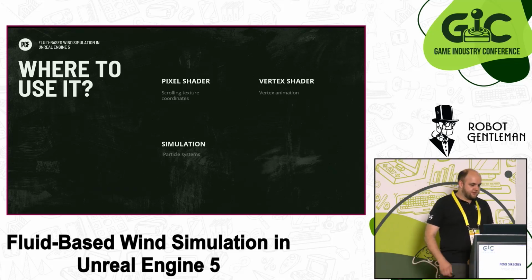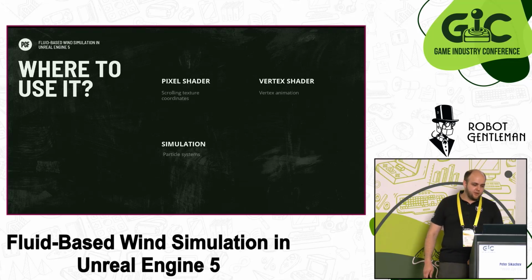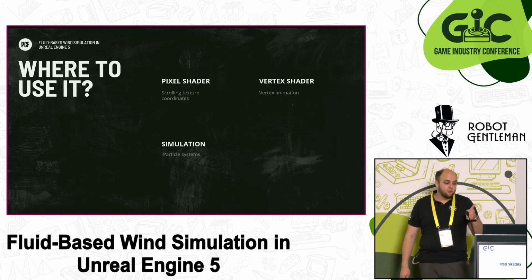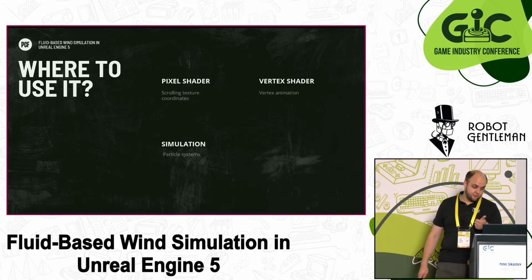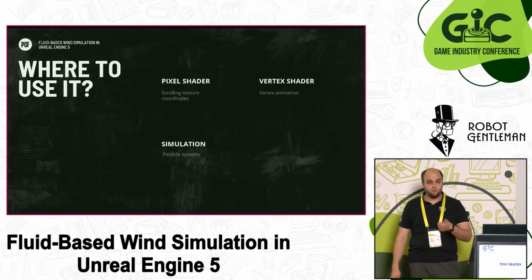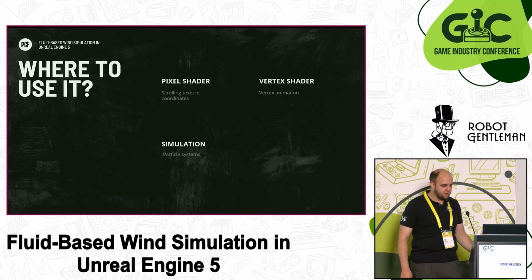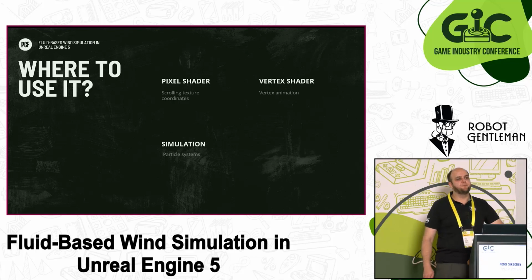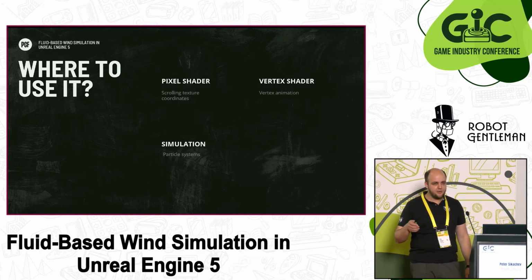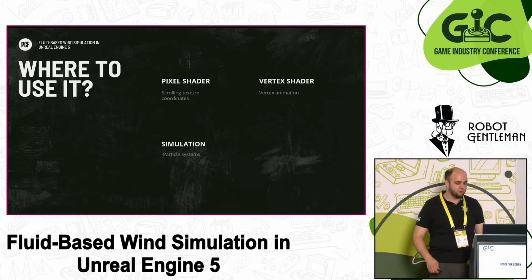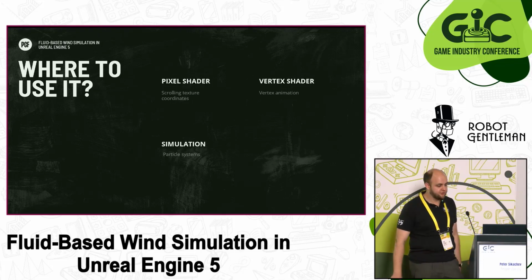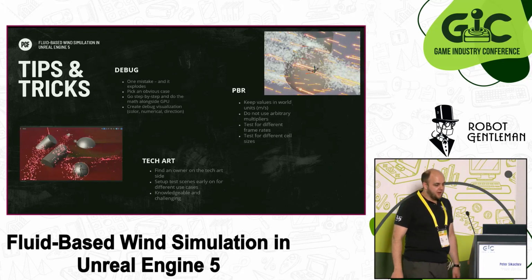So now let's go to where we use it, and why. In the Pixel Shader you can use it for scrolling texture coordinates. In the Vertex Shader you can use it for vertex animations, such as grass going back and forth, and in simulation you can drive the particle velocity from it.